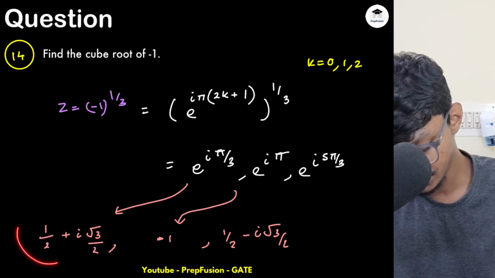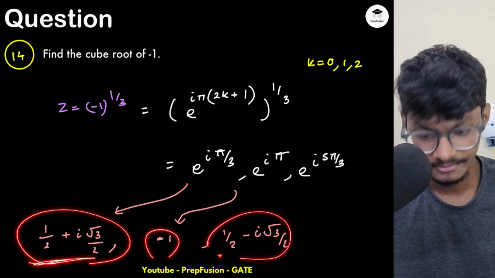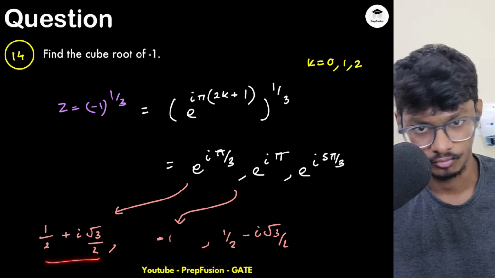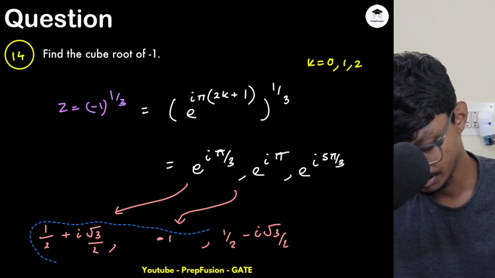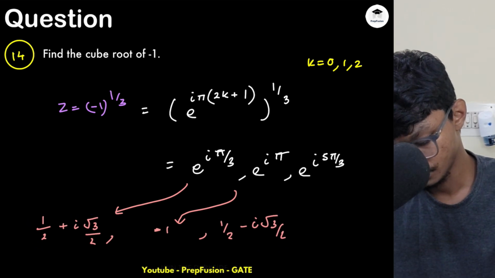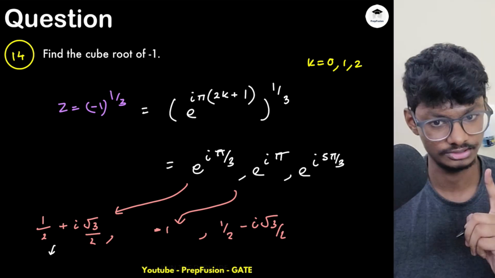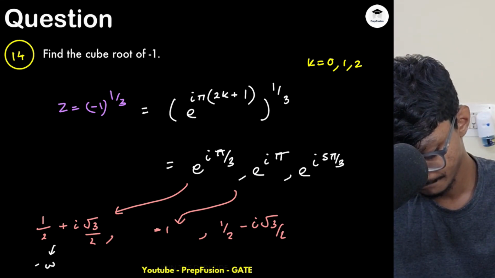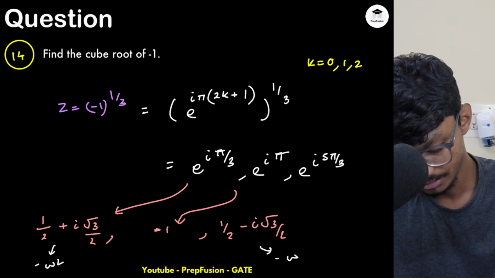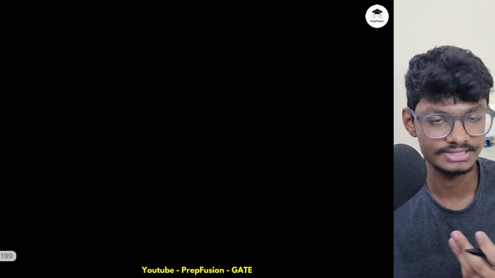Okay, but is this something familiar to you? This is simply minus of omega. If you observe carefully, this is not minus of omega, this is minus of omega square. So this will be minus of omega square, and this is minus of omega. Can you intuitively say why that is the case, for my cube roots?